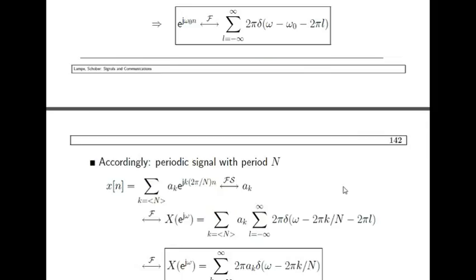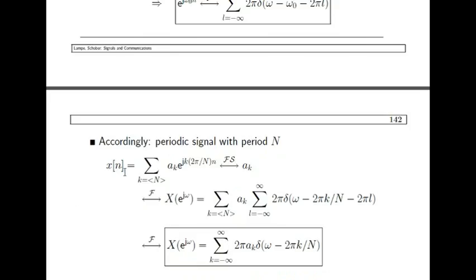We are considering x[n] as a periodic signal in the discrete time case, which is the summation over k ranging over the period N of a_k e^{jk(2π/N)n}, and its Fourier series coefficient is a_k. If I take the Fourier transform of this function, then X(e^{jω}) equals the summation over k ranging over the period N of a_k, times the summation over l from minus infinity to infinity of 2π δ(ω − 2πk/N − 2πl).